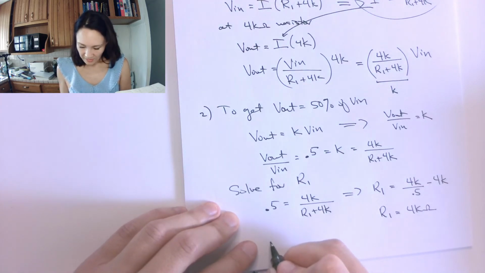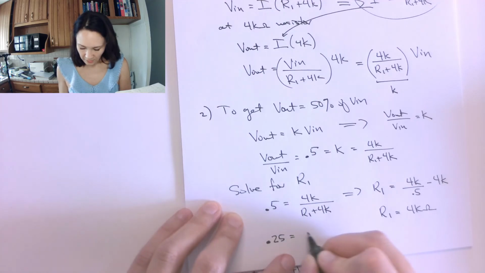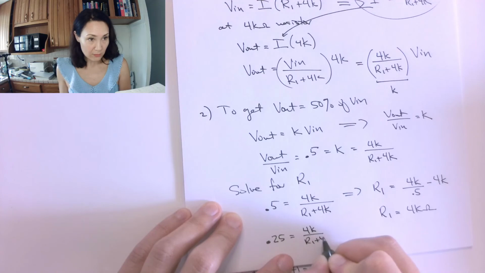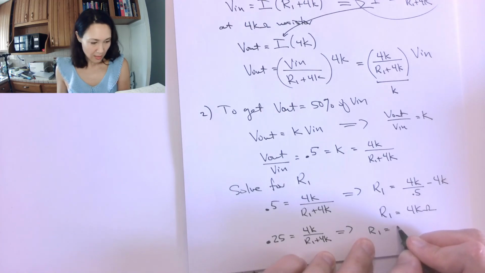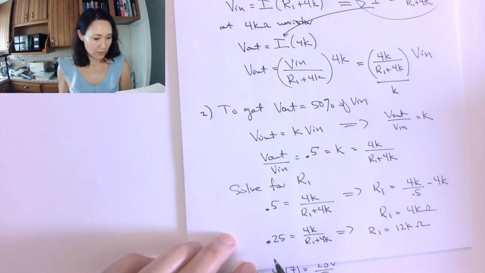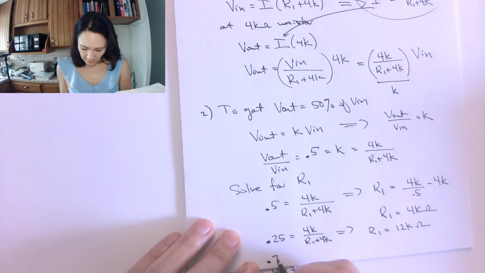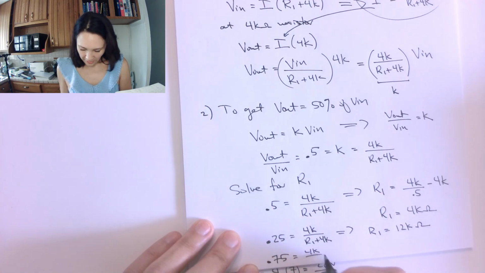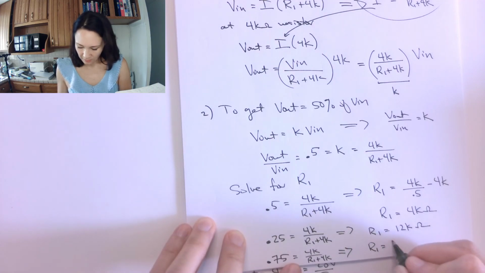Okay, so now we can repeat this for 25%. That means that the ratio V out over V in would be 0.25, equal to 4K over R1 plus 4K. So this implies that R1 would have to be a 12K ohm resistor in order for our ratio to be 25%. And then lastly, if we want our ratio to be 75%, then 0.75 is equal to V out over V in, which is equal to K, 4K over R1 plus 4K. So this implies that our R1 resistor would have to be 133 1/3 ohms.